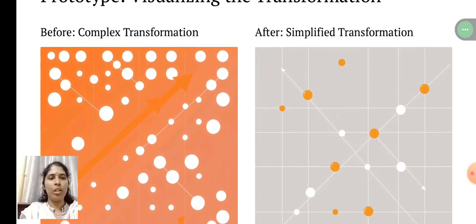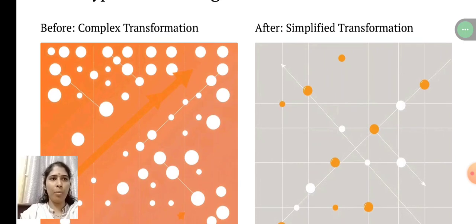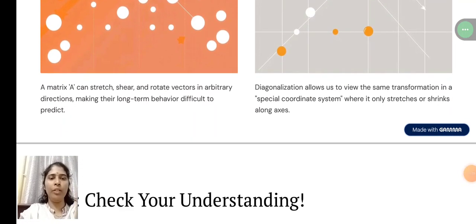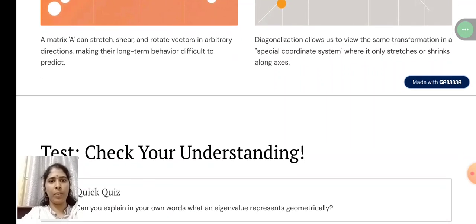Visualizing the transformation. This is how the complex transformation and the simplified transformation look. The first diagram shows that matrix A can stretch, shear and rotate vectors in arbitrary directions, making their long-term behavior difficult to predict. Next, in the simplified view, diagonalization allows us to see the same transformation in a special coordinate system where it only stretches or shrinks along the axes.